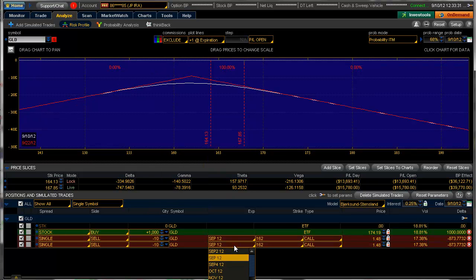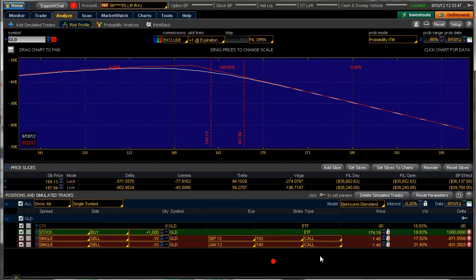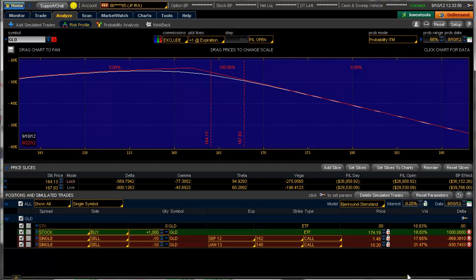And this was a January that he sold. It's a 140 put. We'll drag this down here to get us to 140. He did 10 of those and he collected $10.20. Okay, so the picture's looking a little better, but not a whole heck of a lot.